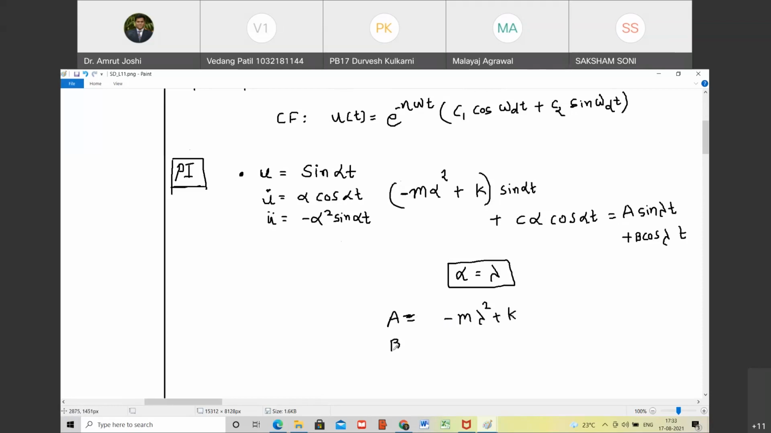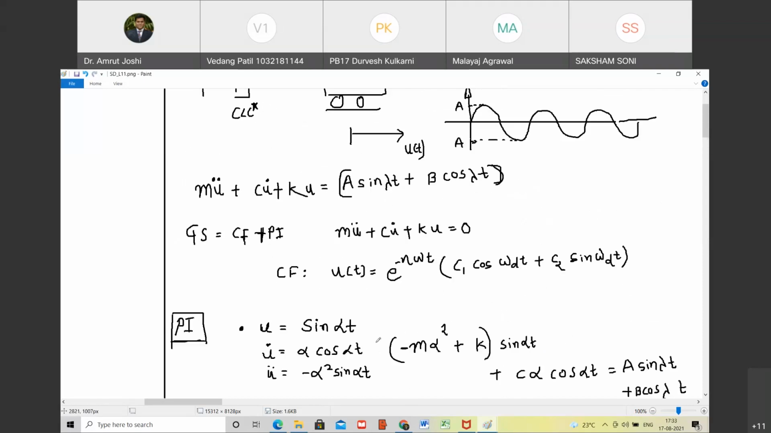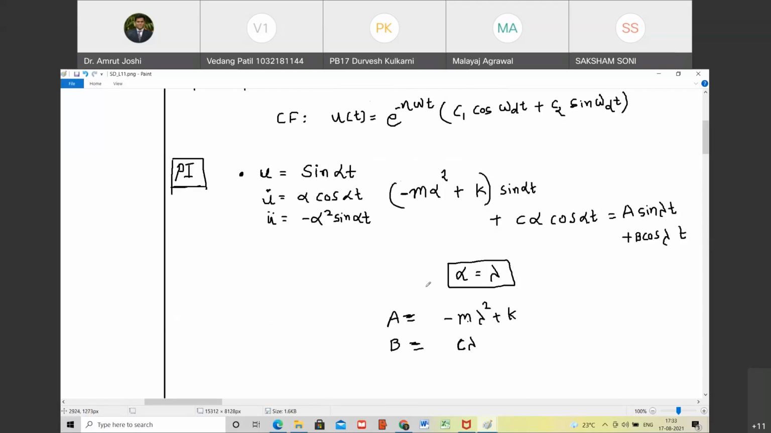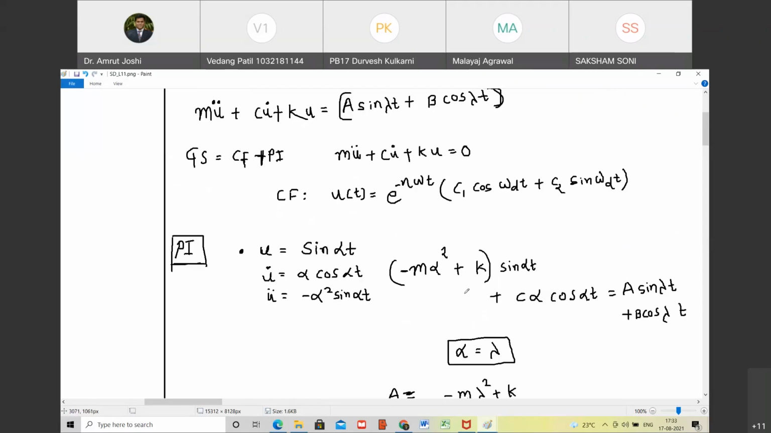And b must be equal to what? Tell me. B must be equal to C lambda. Happy? Where C is the damping coefficient, M is mass, K is the stiffness of the system. Are you with me? Yes, sir.